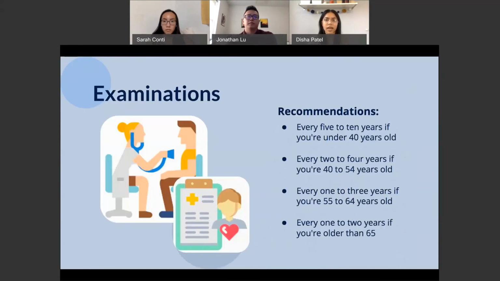Regular comprehensive eye exams can help detect glaucoma in its early stages before significant damage occurs. On this slide, you will be able to see the recommendations for a comprehensive eye exam by the American Academy of Ophthalmology based on age groups. If you're at risk of glaucoma, you'll need more frequent screening. Ask your doctor to recommend the right screening schedule for you.